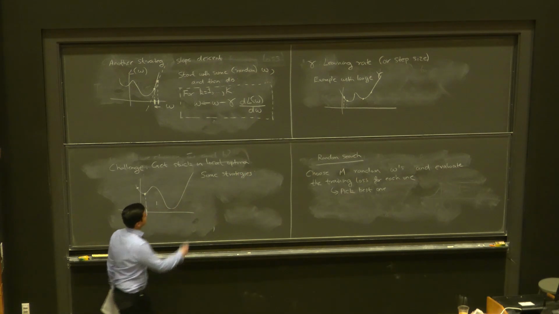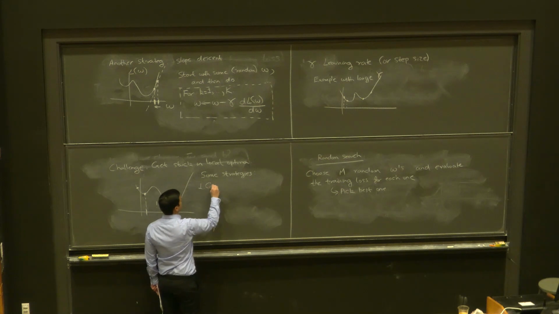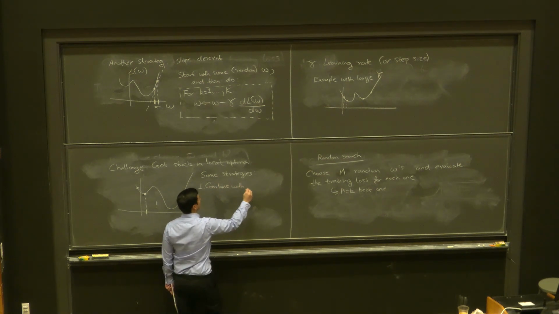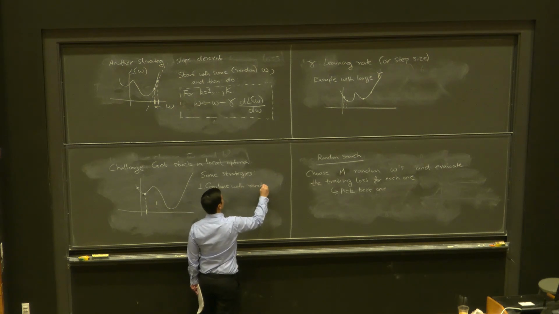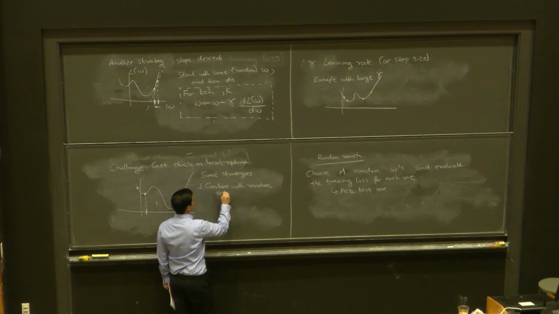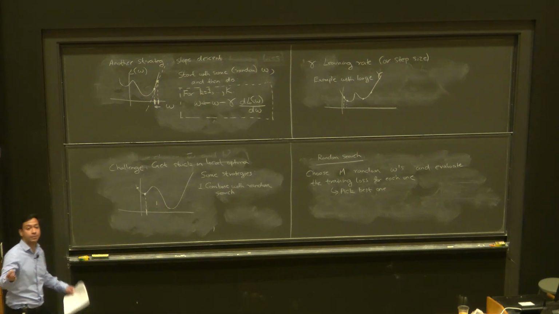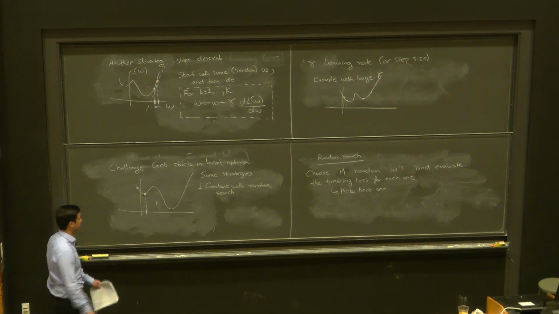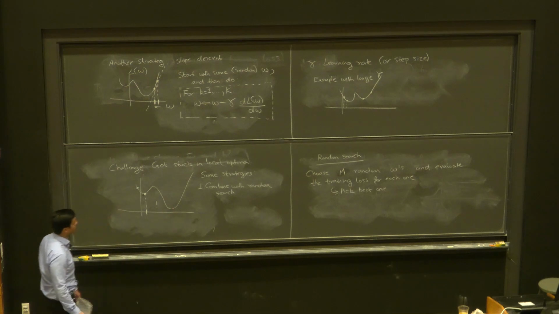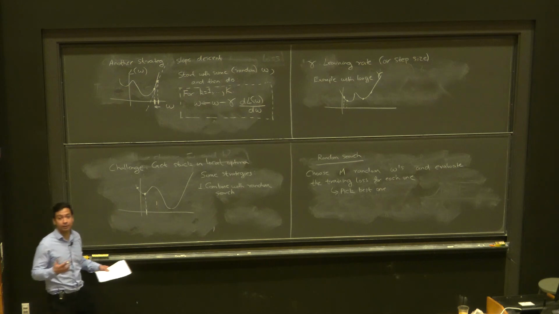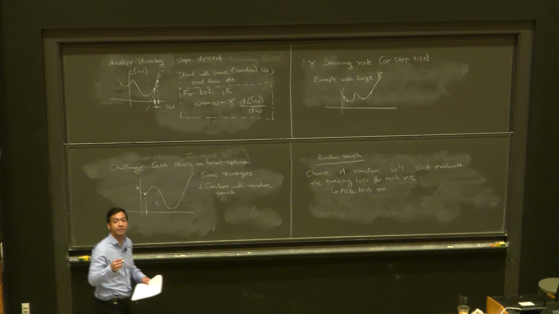So one strategy is to combine it with random search. You run that loop many times with different randomly chosen initializations, and maybe you get lucky, or at the very least you can just pick the setting that gives you the lowest loss.